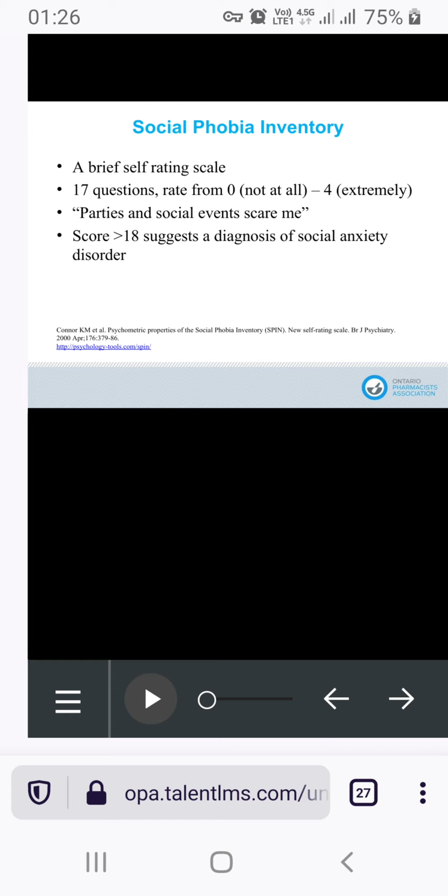Social Phobia Inventory, a brief self-rating scale, 17 questions rated from 0 to 4. For example, parties and social events scare me. A score of more than 18 suggests a diagnosis of social anxiety disorder.